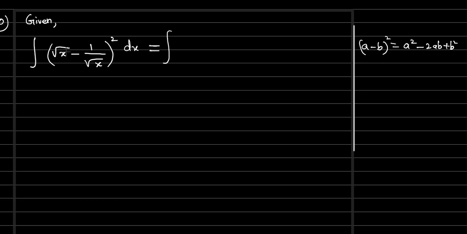So here, we have to take the first term as a and the second term as b. First is a square, so a square means root x whole square. And next minus 2ab. What is a? Root x. What is b? 1 by root x. Plus b square. What is b square? 1 by root x whole square. So using the a minus b whole square formula, first we expanded the function.